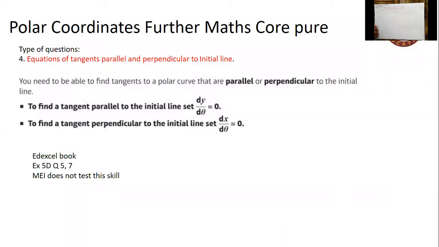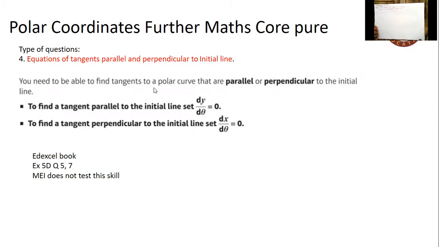Hello, and this is our last video on polar coordinates. For the maths we're talking about today, the fourth type of question, equations of the tangents parallel and perpendicular to the initial line. Okay, so you need to be able to find, I've copied this from the textbook.